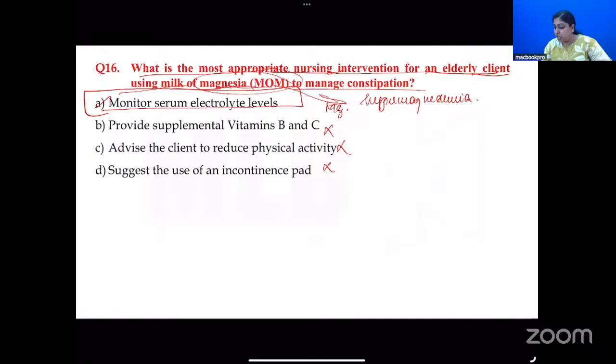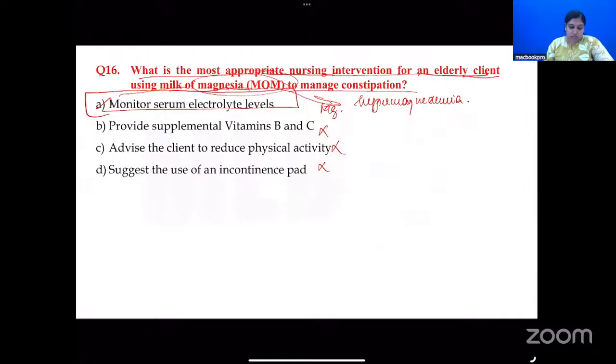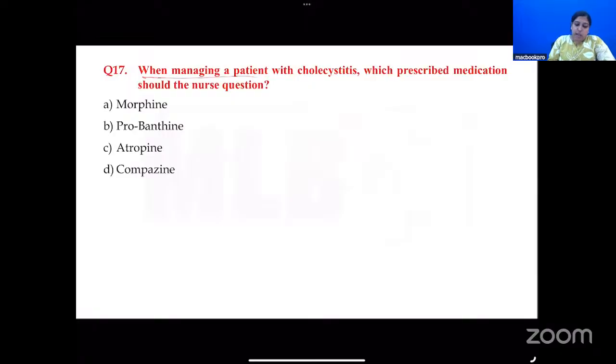Very good, Bhupesh, Hulami, Sanjeet, Ishika, Anjana, Nadia, Shalini. Very good. Sugant. Yes. When managing a patient with cholecystitis, which prescribed medication should the nurse question? Here, what will you do in a competitive examination when you are so stressed? You will be thinking about what medication is prescribed. But they're asking which prescribed medication should the nurse question? That kind of halo will happen in the examination. Be very clear in this. Students started answering correctly.